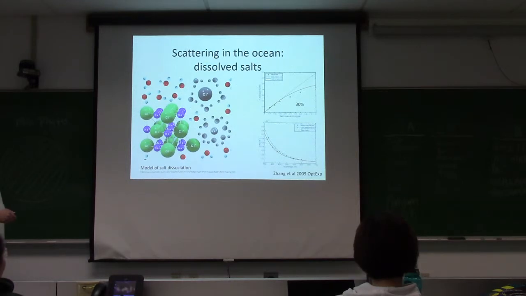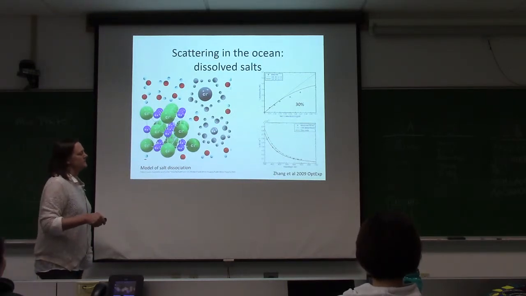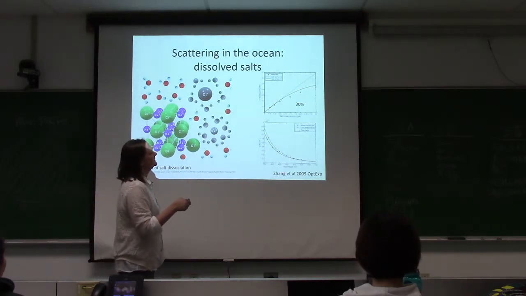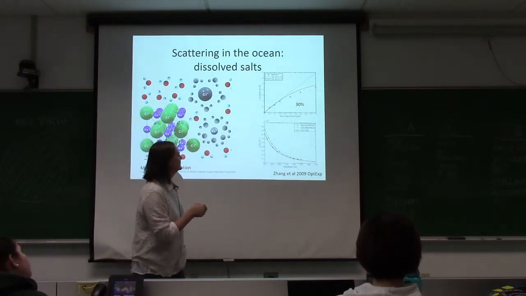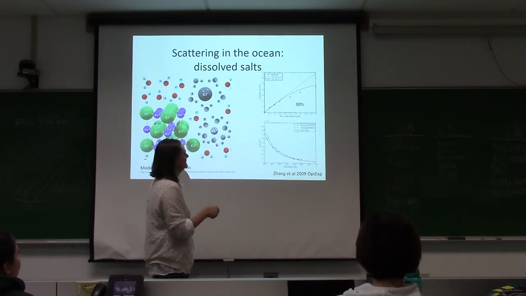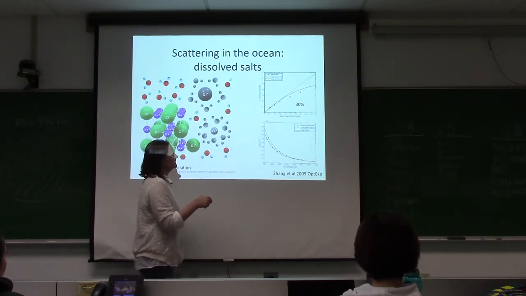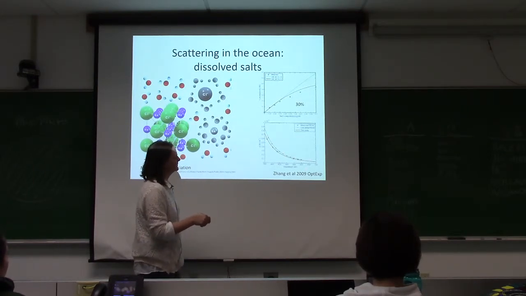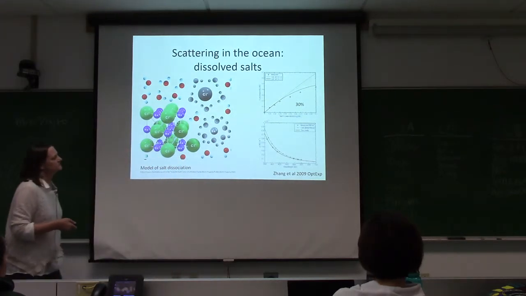Once you put salts in there, you end up seeing the water molecules cluster around the negative ions differently than they cluster around the positive ions. And this is a model looking at how, as you increase the salt concentration, this is the volume scattering function at 90 degrees. And so you can see that there's a spectral dependence of the scattering at 90 degrees as a function of wavelength.